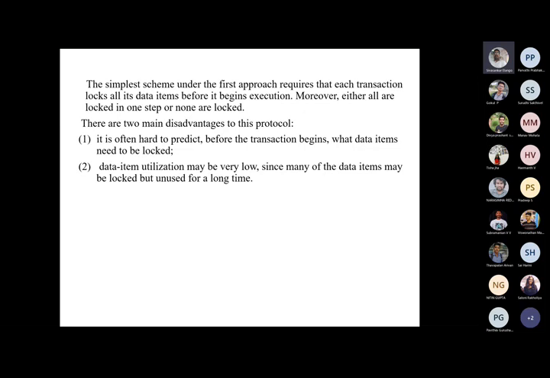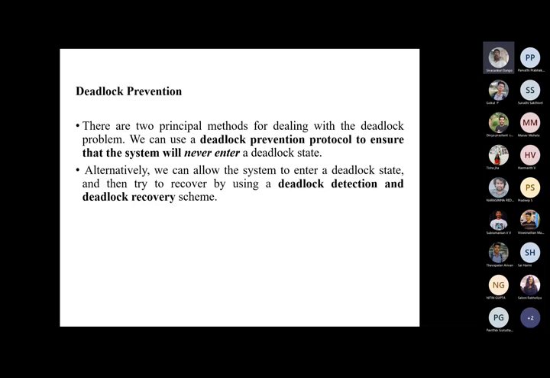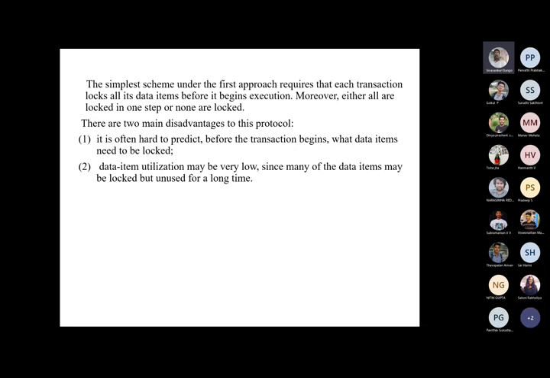So the first approach to deadlock prevention is that you need to ensure that the transactions never enter into a deadlock state. So whenever a transaction begins execution, it locks all the data items before it starts its execution. However, the disadvantage in this approach is that it's very difficult to predict at the beginning itself what data items will be needed during the execution of your transaction. Again, if you are going to lock all the data items at the beginning of the execution, then the data item utilization rate may be very low, since many of the data items may be locked but left unused for a very long time. So that's the disadvantage of this first approach.